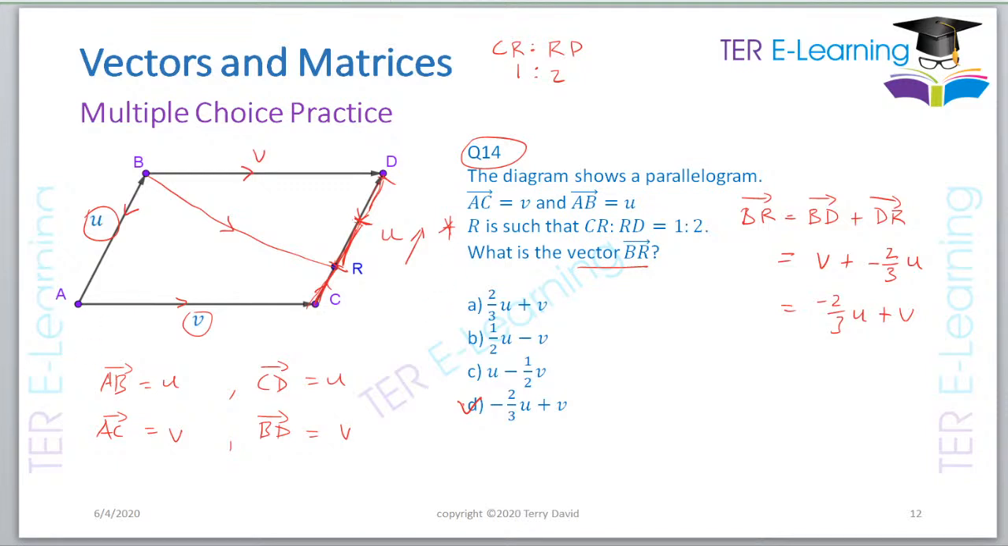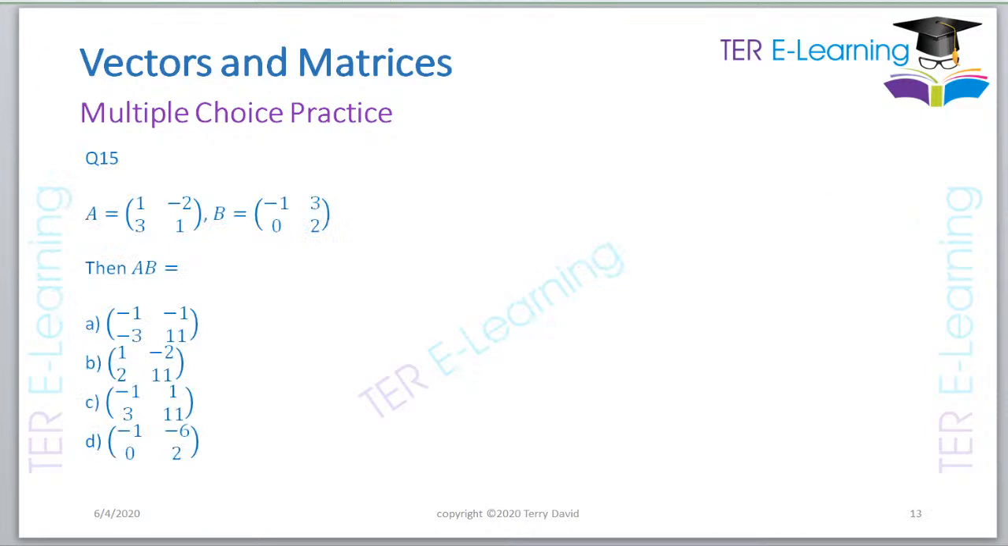Let's move on to question 14. Move on to question 15 here. So question 15, you have two matrices, you have A and you have B. The question wants to find AB. So this is a typical question you could potentially get in the exam in July. So I want you all to work this out for me. Work out the product AB. Question 15.